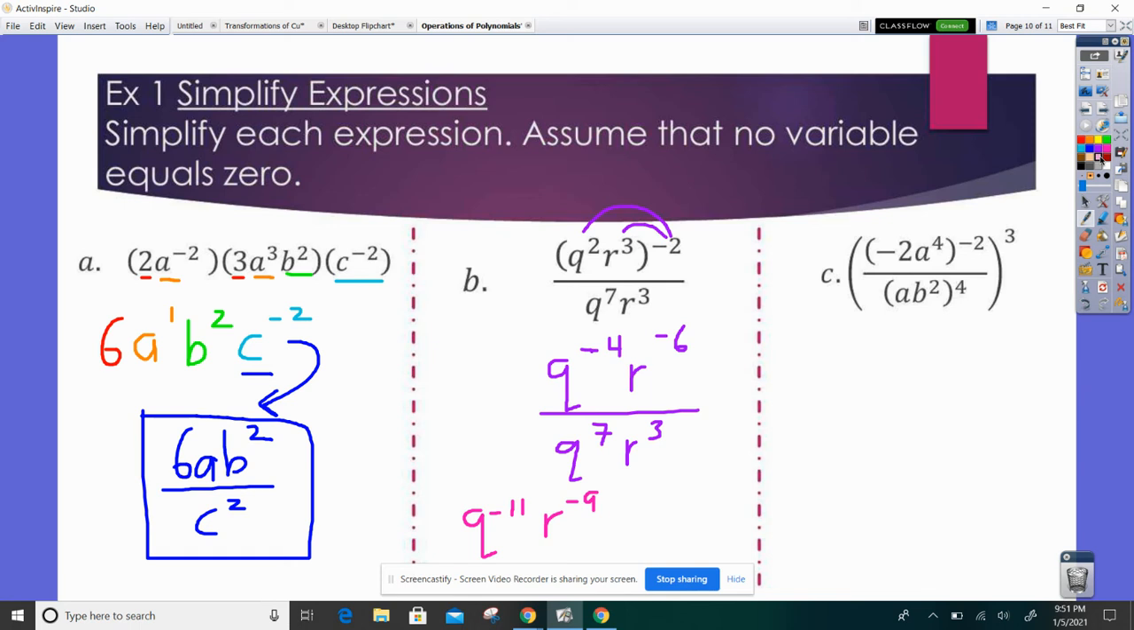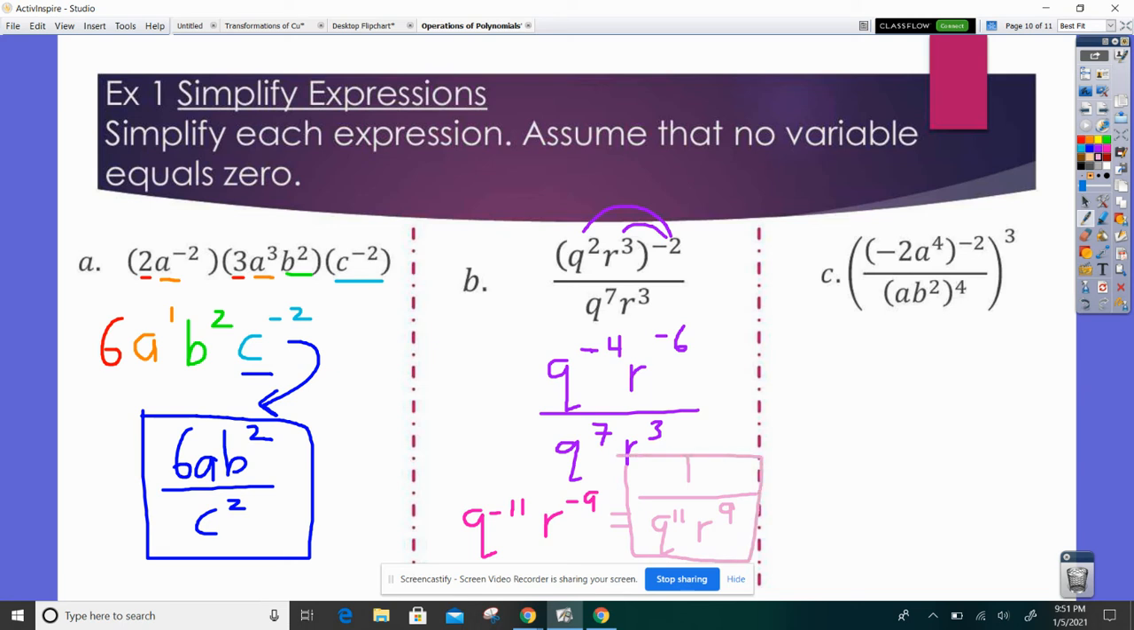So to get rid of my negative exponents, I'm just going to move them to the bottom. Since they're both negative, I'm going to move both of those to the bottom. And all that leaves me on the top is 1. So I'm going to have 1 over q to the power of 11, r to the power of 9. And that's it. I don't have any more negative exponents, and nothing else can be simplified. That's my final answer.